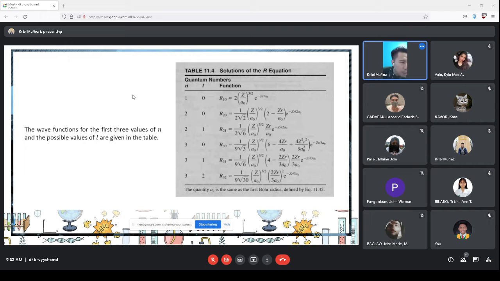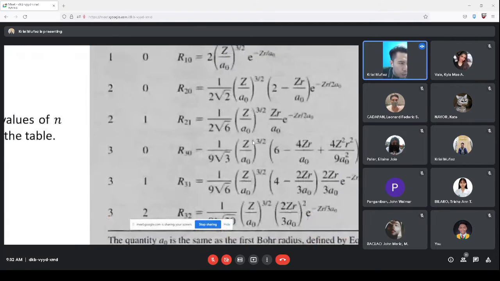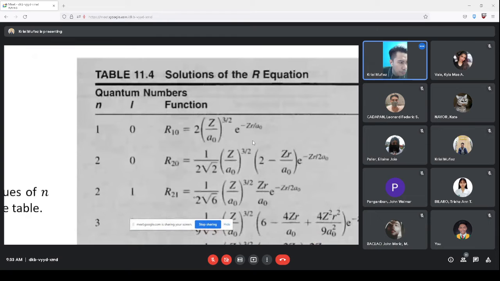I don't know if you can see this, but I would try to zoom in. Ayan, mas kita nyo ba siya? No. I think todo na to. Mas kita naman.